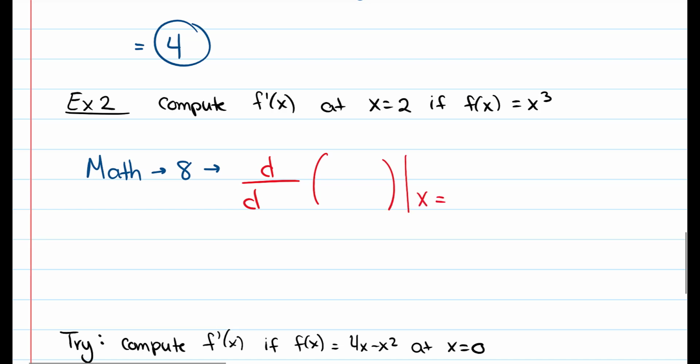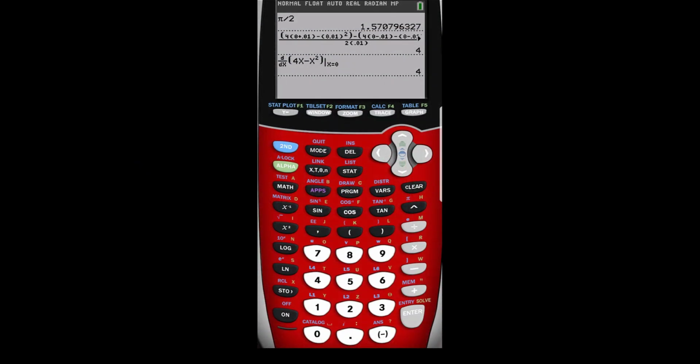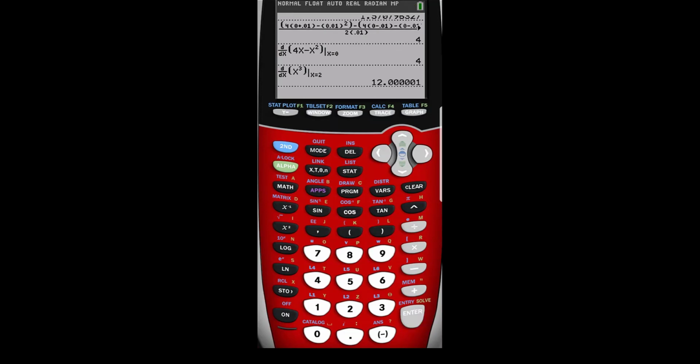And now all we have to do is fill in the blanks. So this is d dx, x cubed, and x equals 2. So math 8, d dx, x cubed, and x equals 2. And I go ahead and hit enter. And it's going to give me 12.000001.